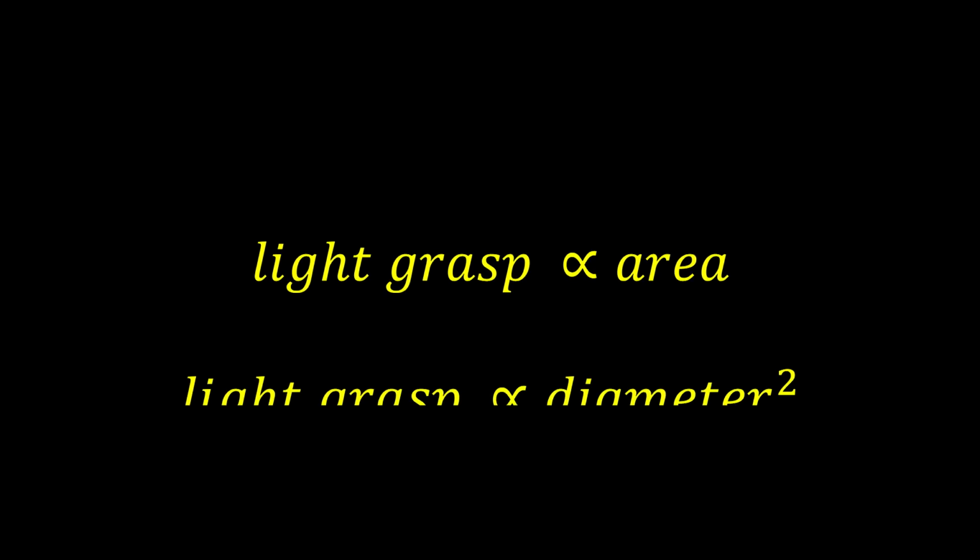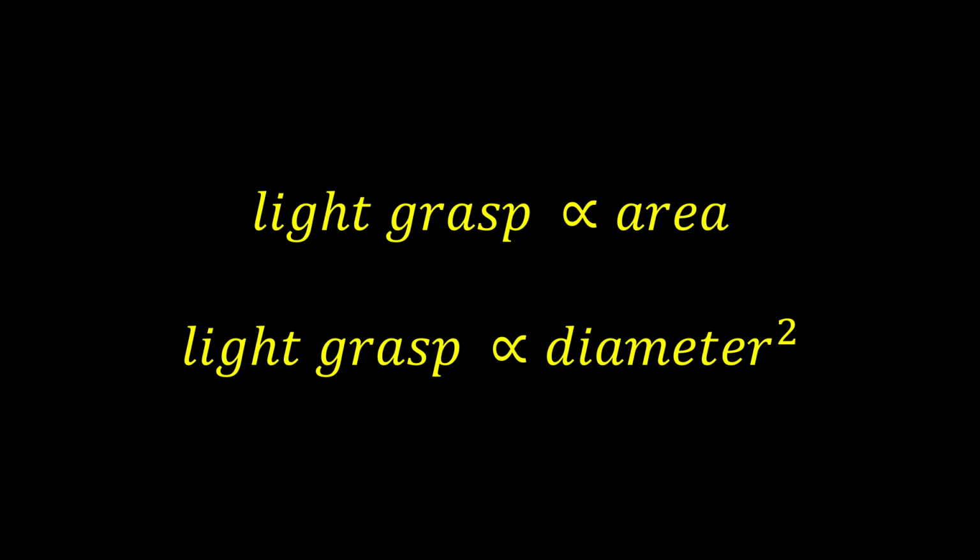Having a larger diameter to your telescope is useful for two main reasons. Number one is the light grasp. The bigger your objective lens or mirror, the more light your telescope can collect. The light grasp of a telescope is directly proportional to the area of the objective, so that means that it has a squared proportionality with the diameter of the telescope. So, if you double the diameter of a telescope, you can actually see 4 times fainter objects.